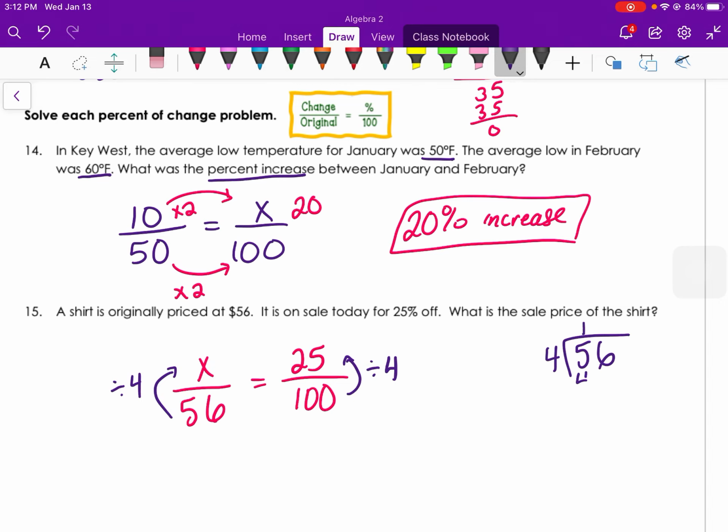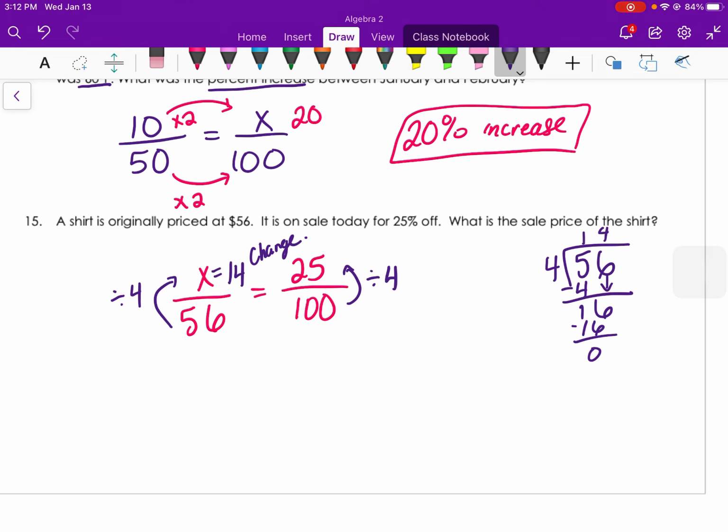4 goes into 5 one time. Subtract 4. Bring down the 6. 4 goes into 16 4 times. So it gives us 14. 56 divided by 4 is 14. That is the change in price.